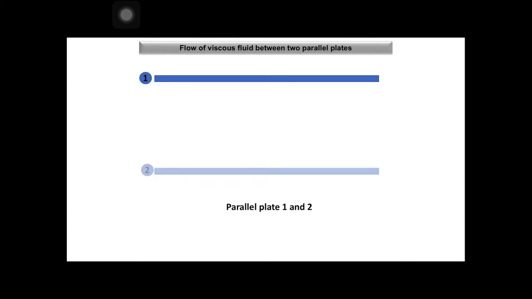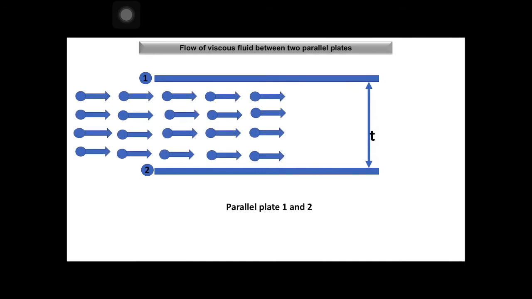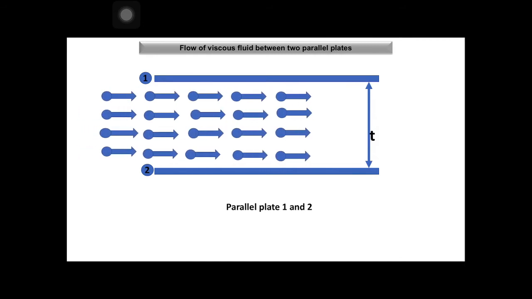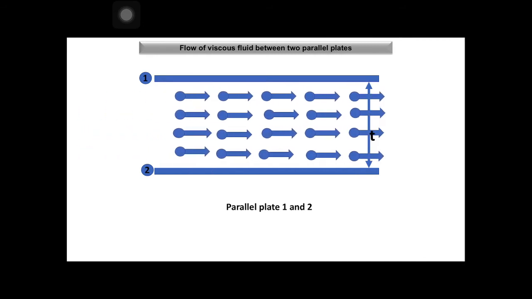While studying this scenario, we need to make some assumptions. So let's consider plate 1 and plate 2. Both plates are parallel and they are kept a distance t away from each other. And the viscous fluid is flowing from left to right, as you can see in this animation.